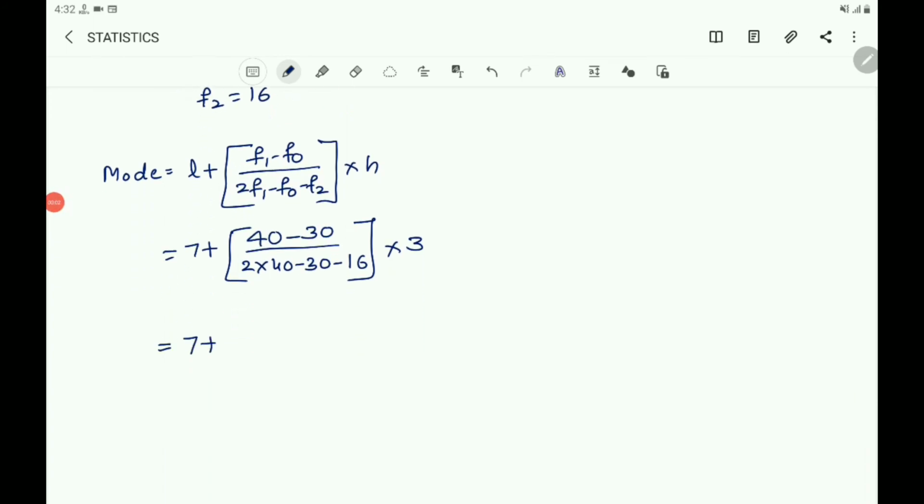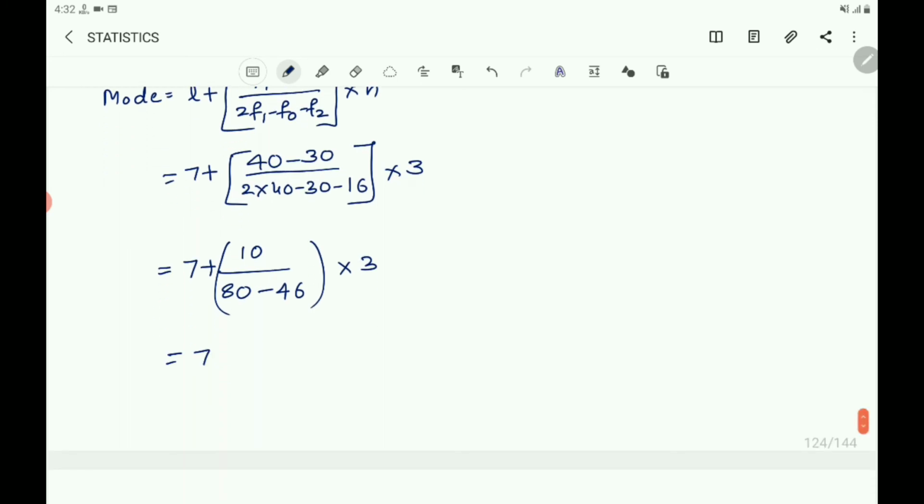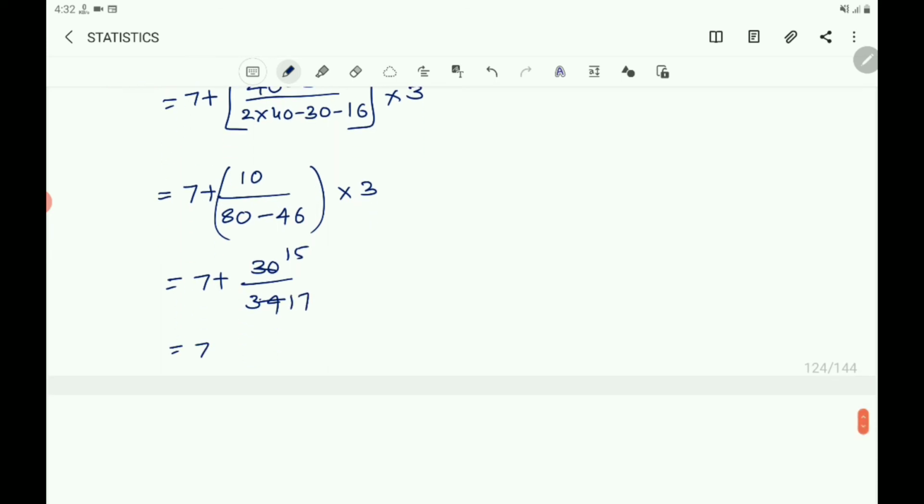Then you write 7 plus 40 minus 30 is 10 by 2 times 40 is 80, 80 minus the sum of these two, 30 plus 16 is 46, into 3. That equals 7 plus 10 threes are 30, so 30 by 80 minus 46 is 34. Then you will get 7 plus 15 by 17.